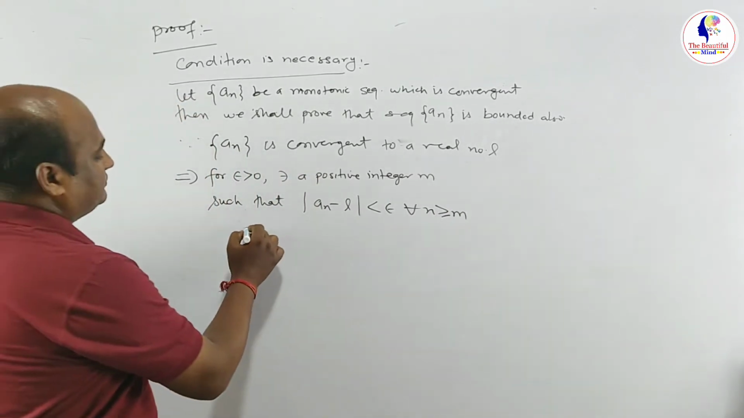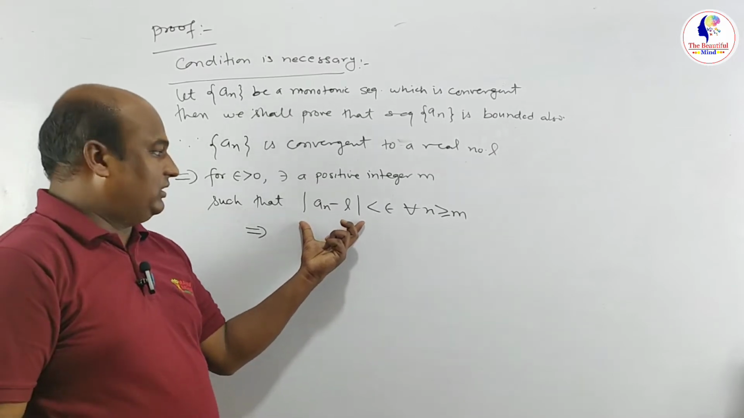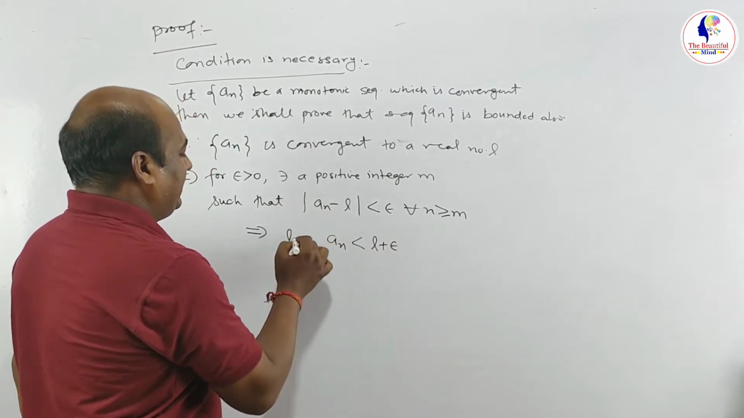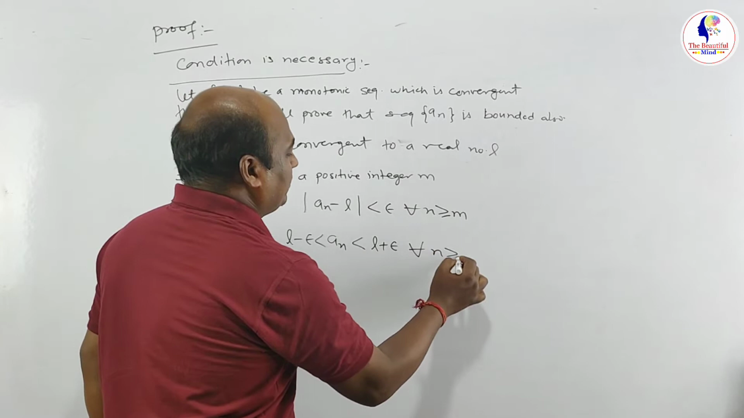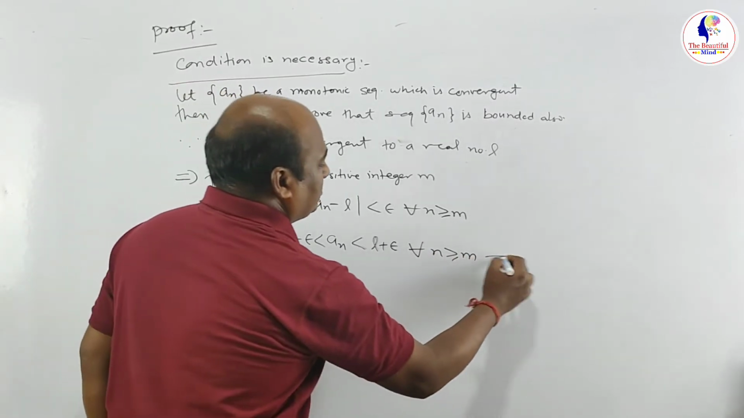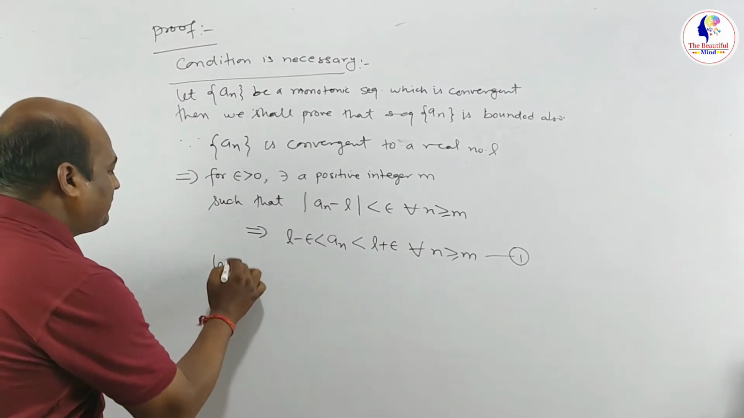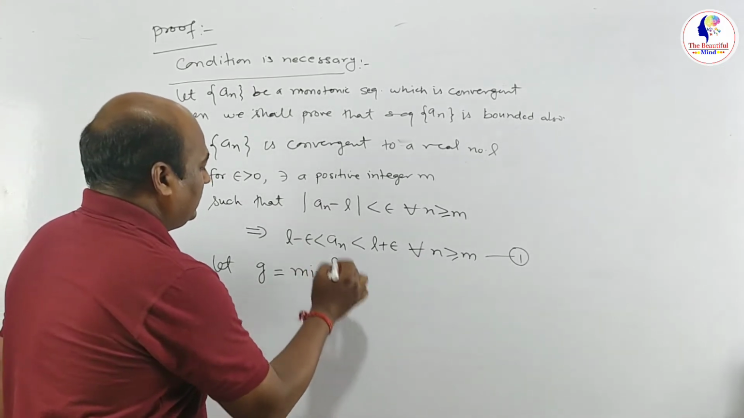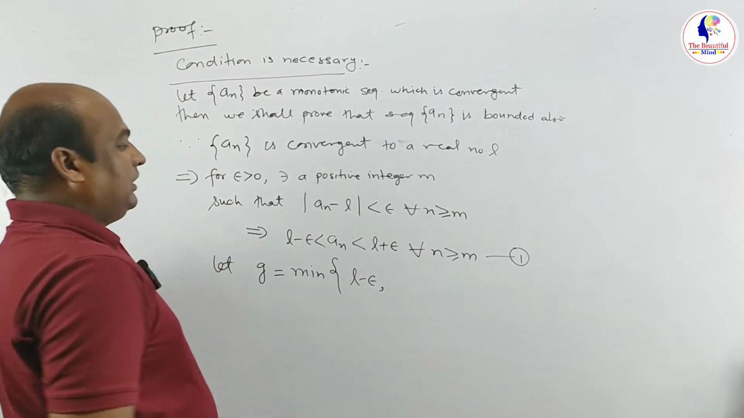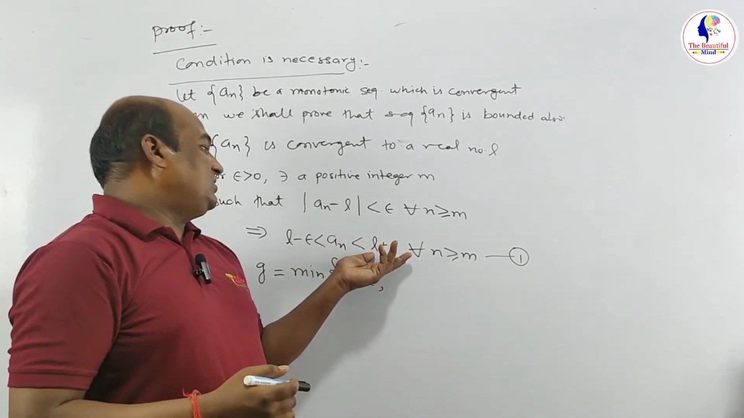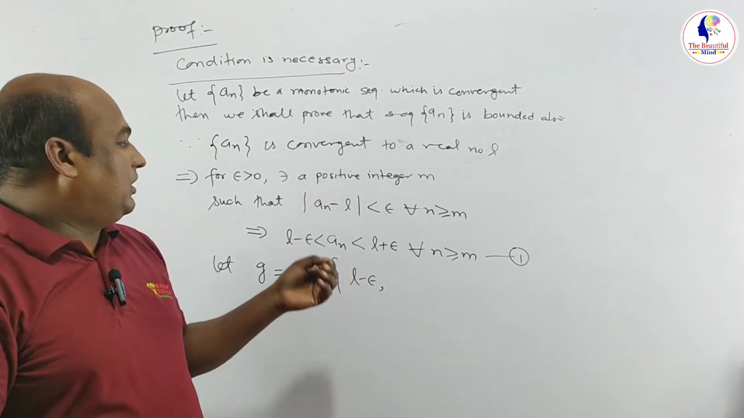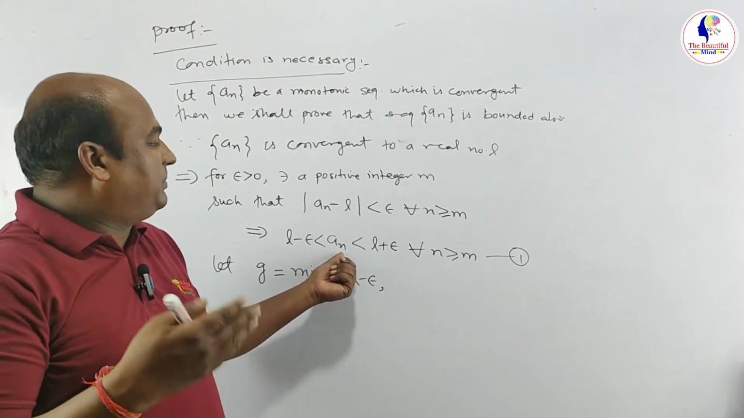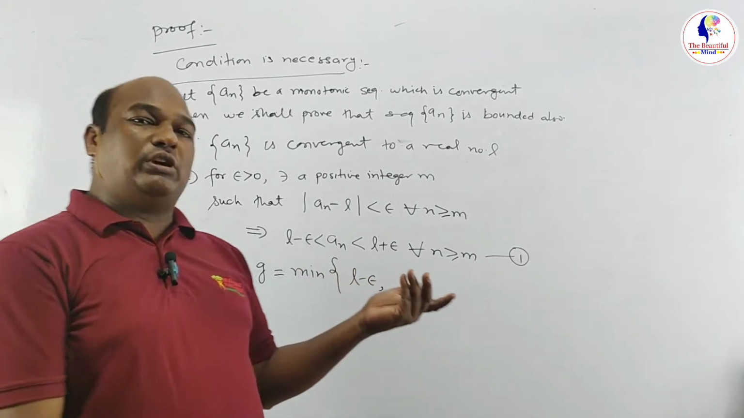This implies that if we remove the mod, we have an lying between L minus epsilon and L plus epsilon for all n greater than or equal to m. This is equation number 1. So let small g be equal to the minimum of L minus epsilon. Here we have shown that this inequality is valid only for am plus 1, am plus 2, am plus 3 and so on. We have not included the terms.